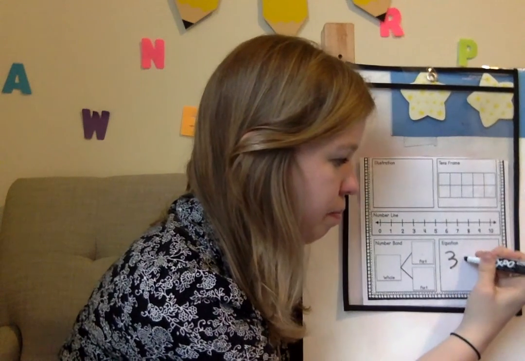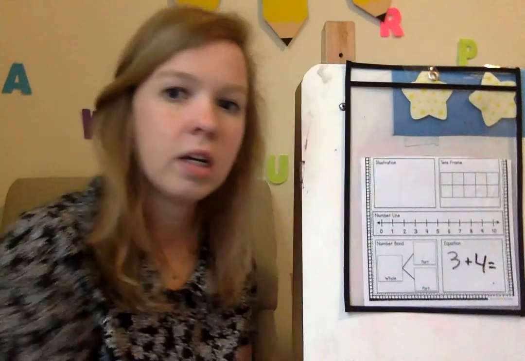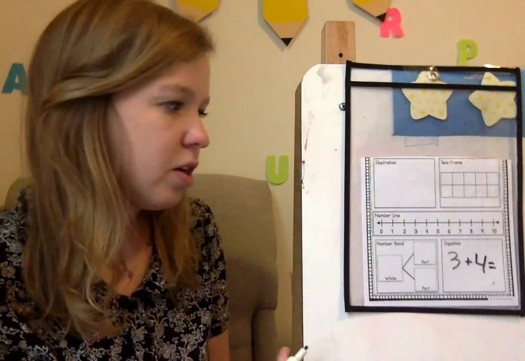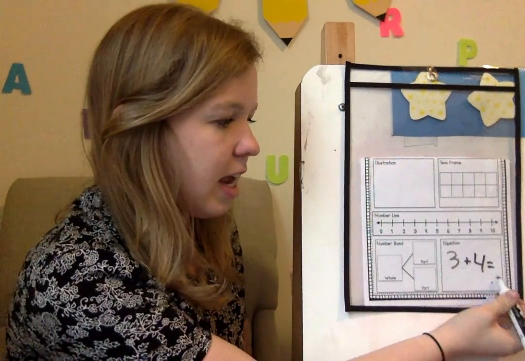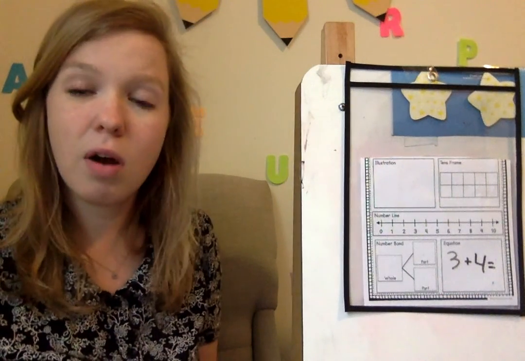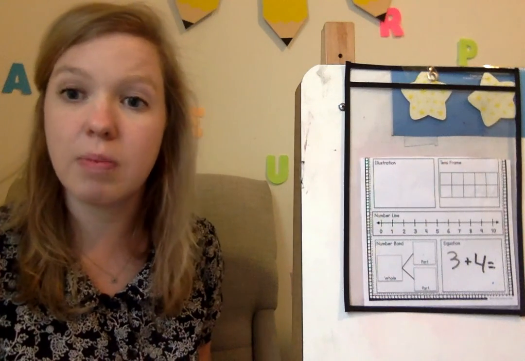I'm hoping that you noticed to write 3 plus 4 equals. Now don't forget when you're doing your writing that you need to make sure you have this plus sign and this equal sign so that you know that's part of your equation. Without the plus sign, we don't know we're adding those 2 numbers together.